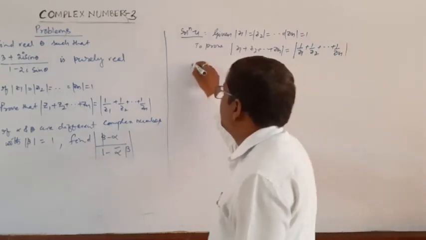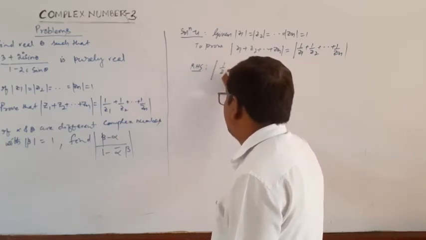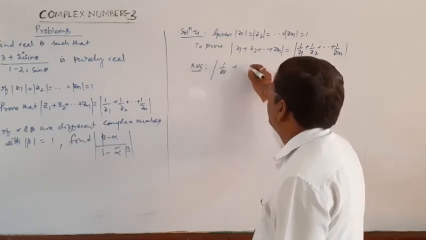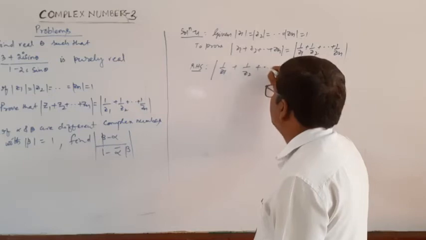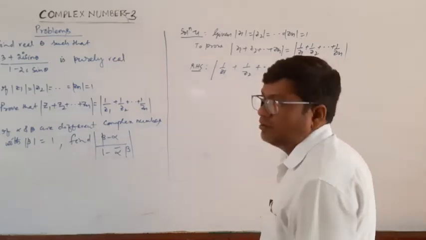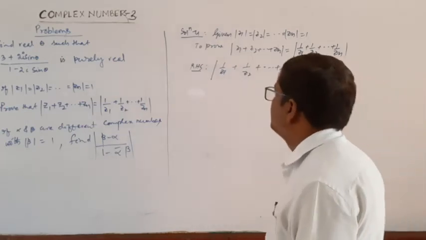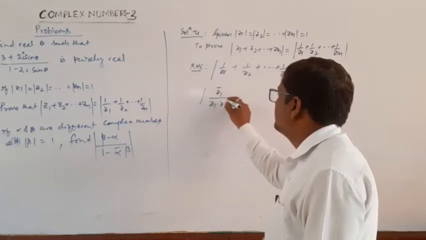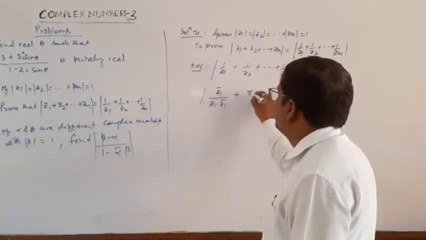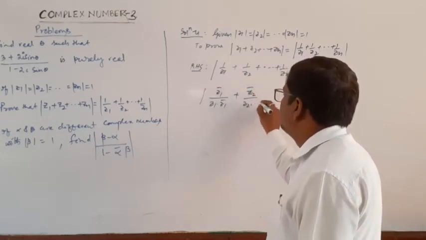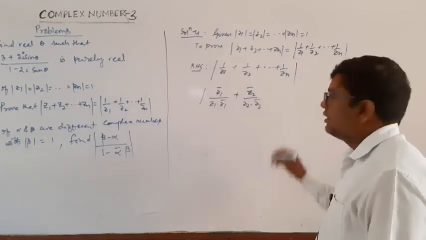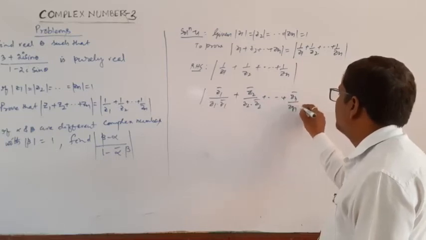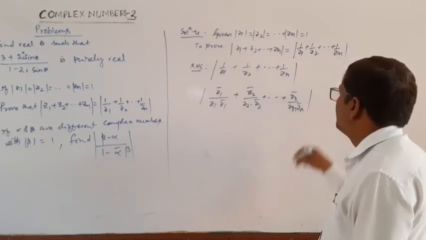Now right hand side: |1/z1| plus |1/z2| plus ... |1/zn|. Now multiply it, that is z1 conjugate by z1 into z1 conjugate, plus z2 conjugate divided by z2 into z2 conjugate, similarly up to zn conjugate divided by zn into zn conjugate. Clear?